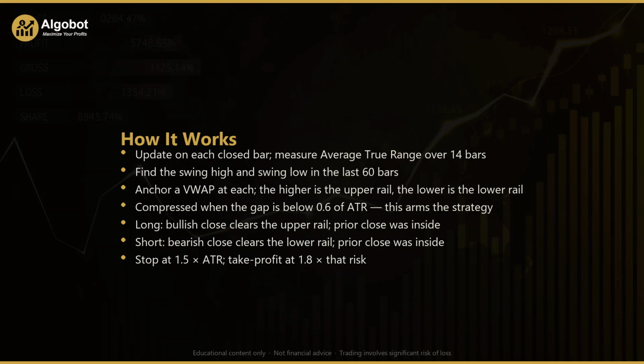Risk is defined the same way on both sides. The stop loss sits 1.5 times the average true range away from entry. The take profit is placed at 1.8 times that risk distance, giving a reward-to-risk shape built into every trade. From there, the stop and target manage the exit on their own.